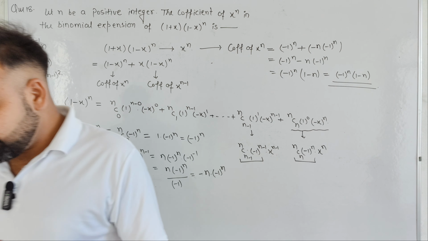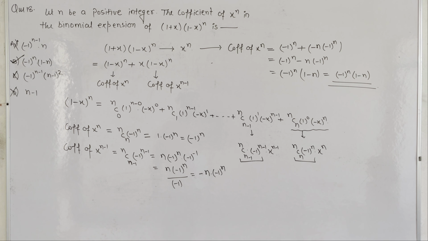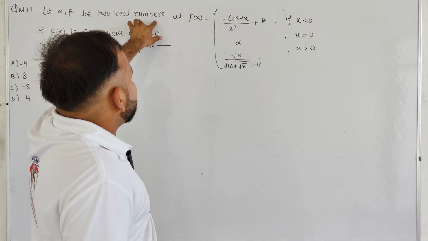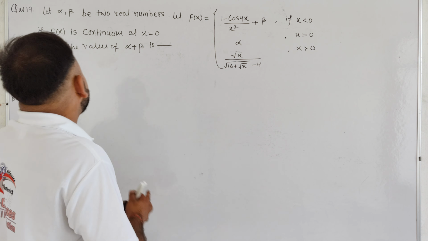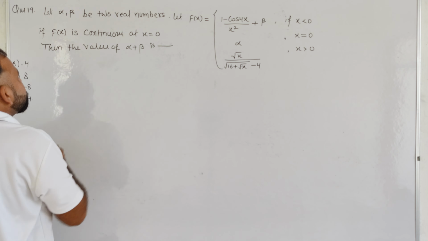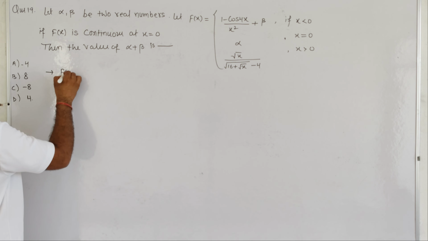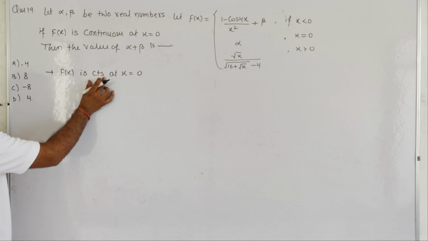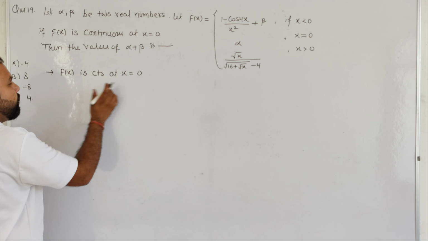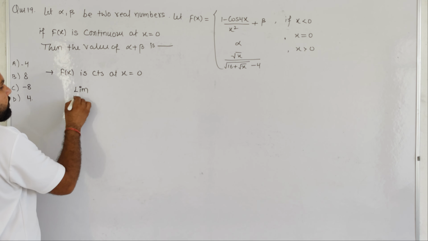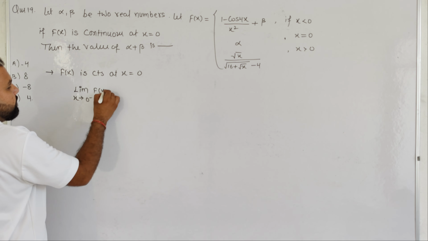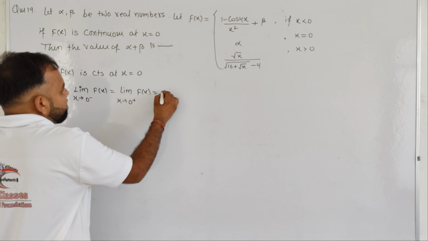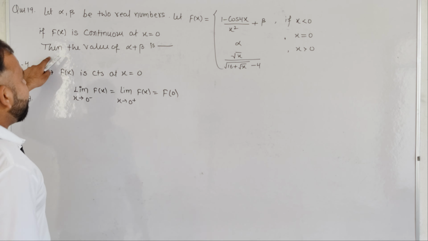So our next question is question number 19. Let alpha, beta be two real numbers. Let f(x) be this one. Given that f(x) is continuous at x equal to 0. Student, basically, if function f(x) is continuous at x equal to 0, it is the short form, CTS, continuous at x equal to 0. That means limit x tends to 0 minus f(x) equals limit x tends to 0 plus f(x), which equals f(0). Okay. Then the value of alpha plus beta.